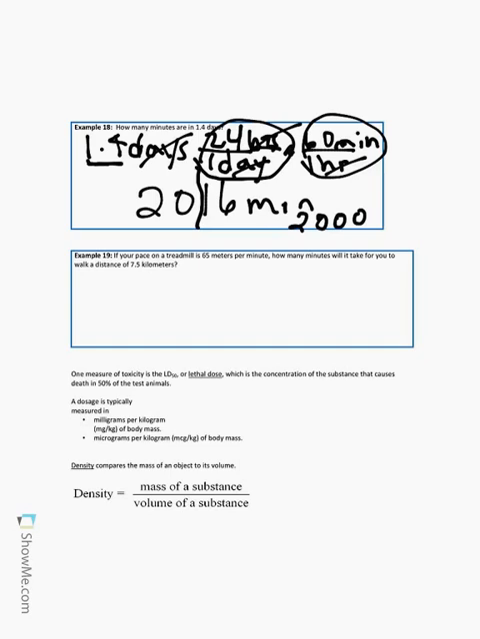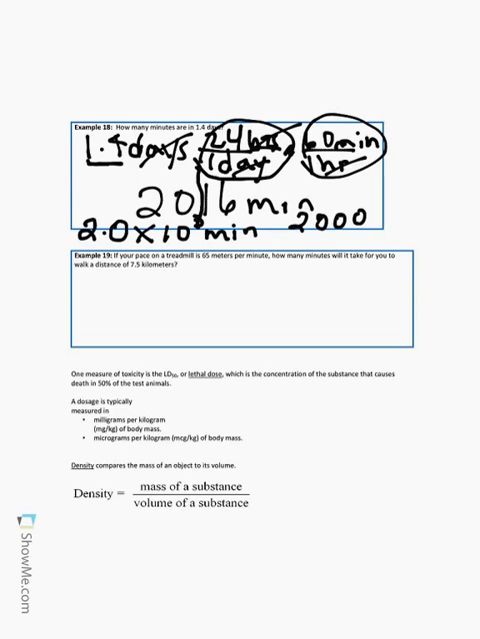However, how many significant figures does 2,000 have? It only has 1, right? So in order to get this to 2 significant figures, we have to put this in scientific notation. 2.0 times 10 to the third, right? 2.0 times 10 to the third minutes. This gives us an answer with 2 significant figures.